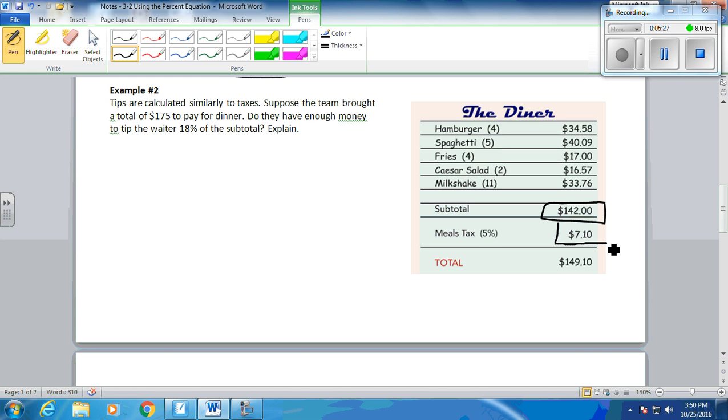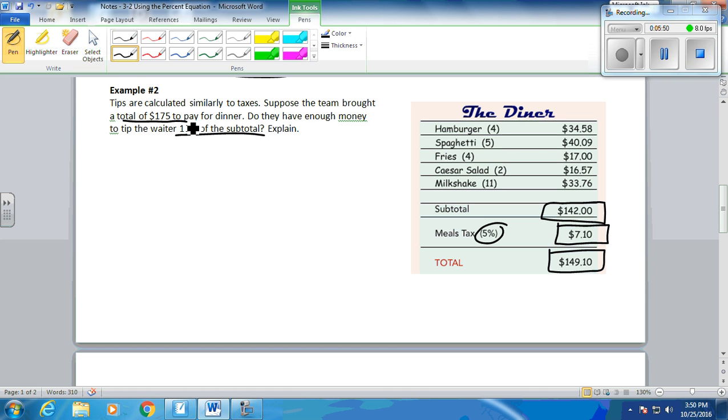They have given us the tax, which we already calculated previously, and now they've given us the total. So they're giving us actually five numbers, if you really look carefully. I've got a 5% here, I've got an 18% in my question, and I also have a total of $175. Now this is where it's really important that I make sense of all of the numbers.